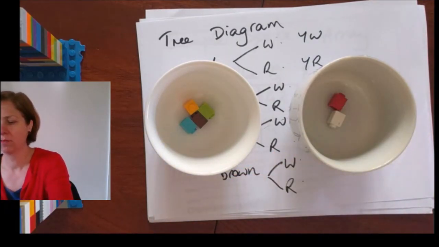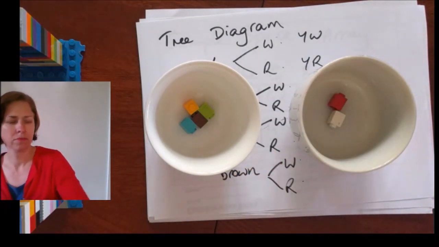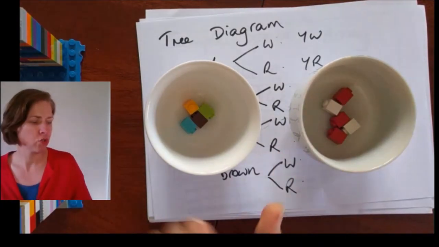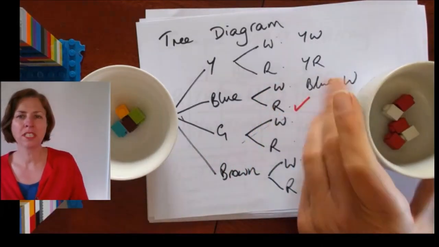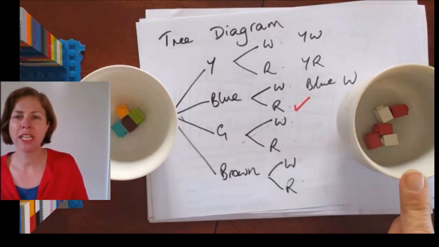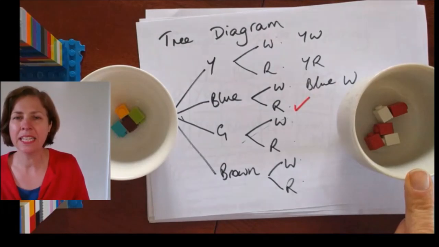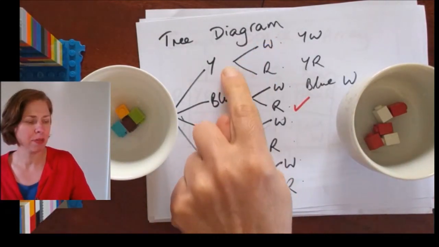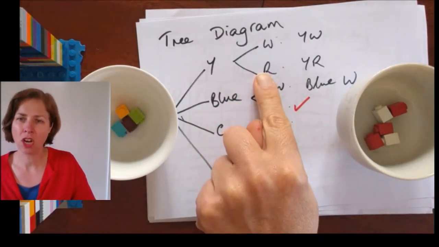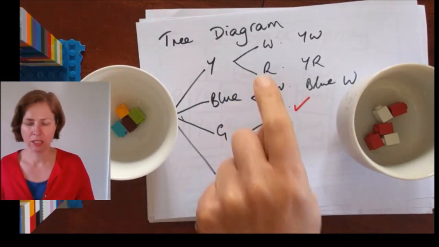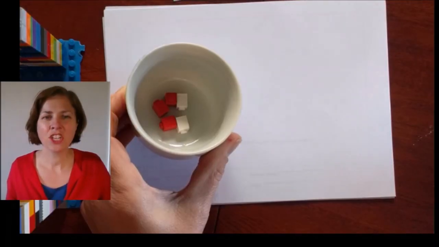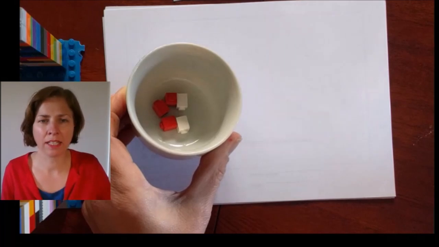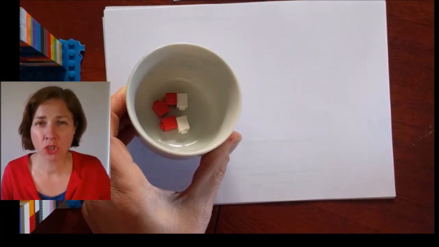But what about now? Now, even though my tree diagram looks the same, I've actually got a different probability on each branch. This is less likely to happen than this each time. So let's look at that. Here you can see that my probabilities in this cup are not equally likely. I've put 3 reds and 2 whites in.